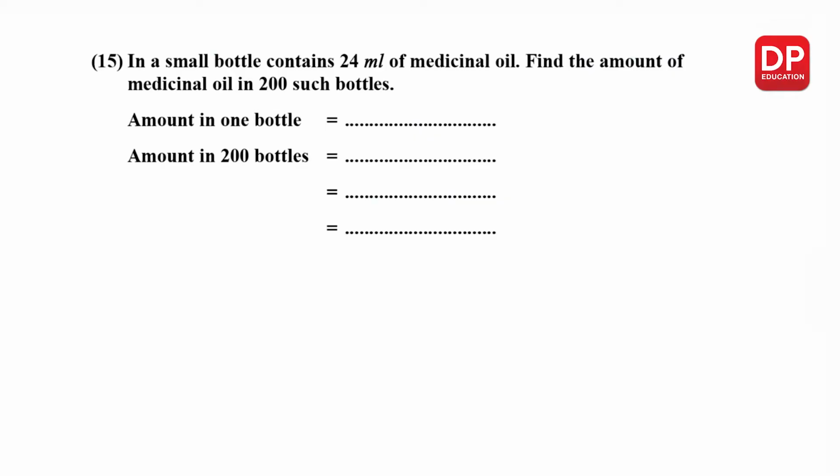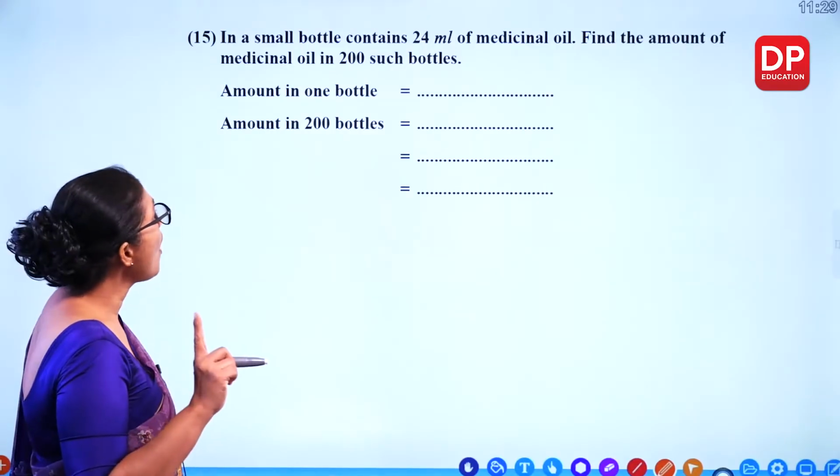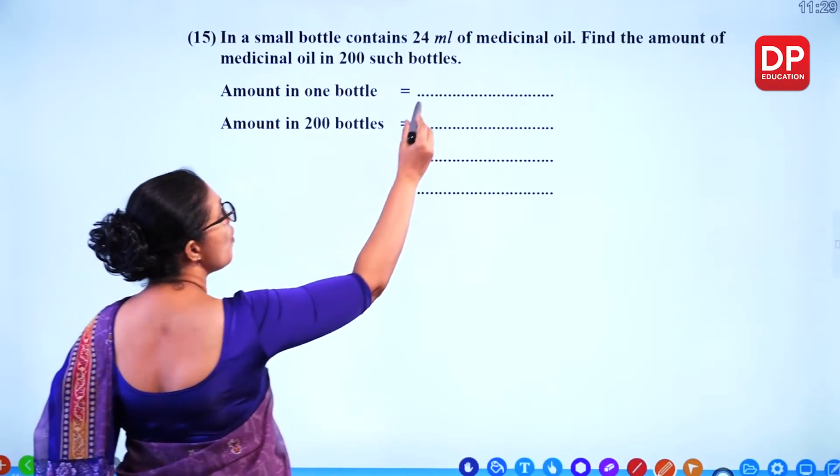A small bottle contains 24 milliliters of medicinal oil. Find the amount of medicinal oil in 200 such bottles. So what is the amount in one bottle? 24 milliliters.